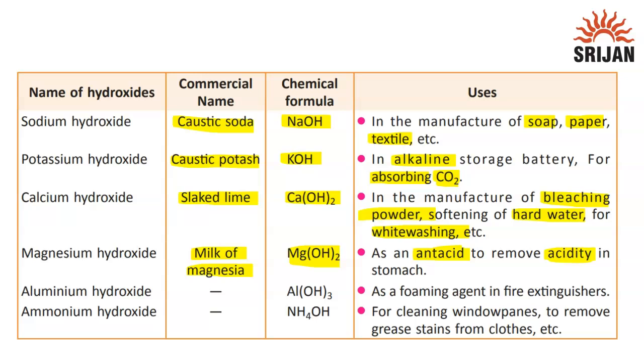Then we have aluminum hydroxide, whose formula is Al(OH)3, which is used as a foaming agent in fire extinguishers, means to extinguish the fire. Next is ammonium hydroxide. It is used for simply cleaning window panes, and to remove grease stains from clothes. So these are some of the uses of the bases.